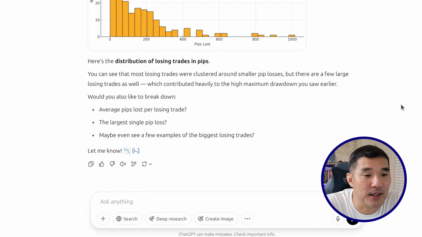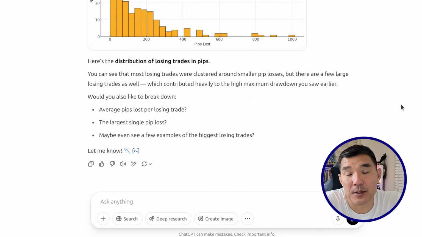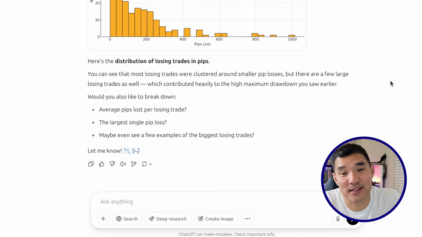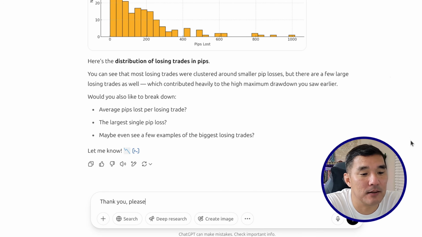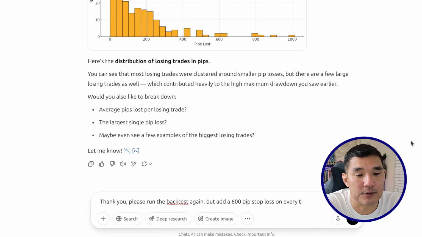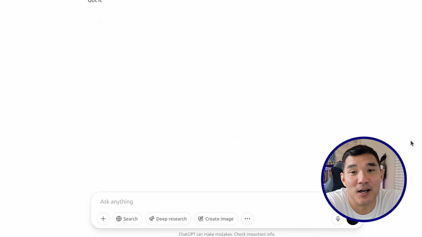Another thing you could do is play with the parameters of the moving averages a little bit. Maybe you could have a 10 SMA instead of an 8 and play with those parameters. But just for fun, let's try running the backtest again with a 600 pip stop loss. So I'm going to say thank you. Please run the backtest again, but add a 600 pip stop loss on every trade and see how that does.